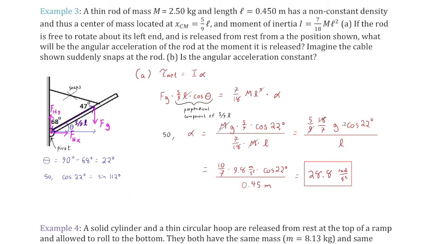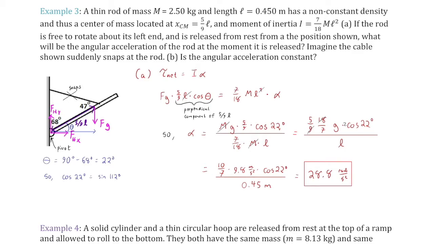You could find the translational acceleration of the tip, in which case A tip would just be alpha times L. All right, so that's the idea. Obviously, you can go back and forth from rotational kinematics to translational kinematics using those key formulas to relate the two. But anyway, for angular acceleration, it's 28.8 radians per second squared.